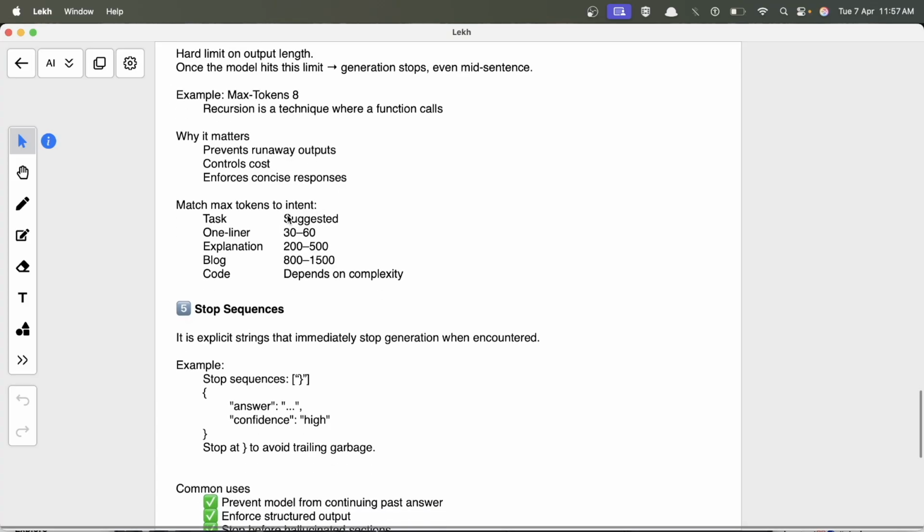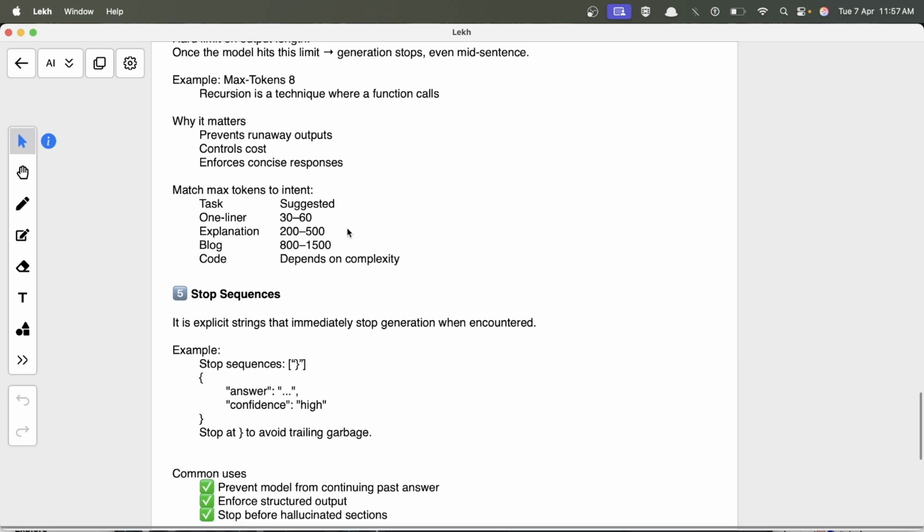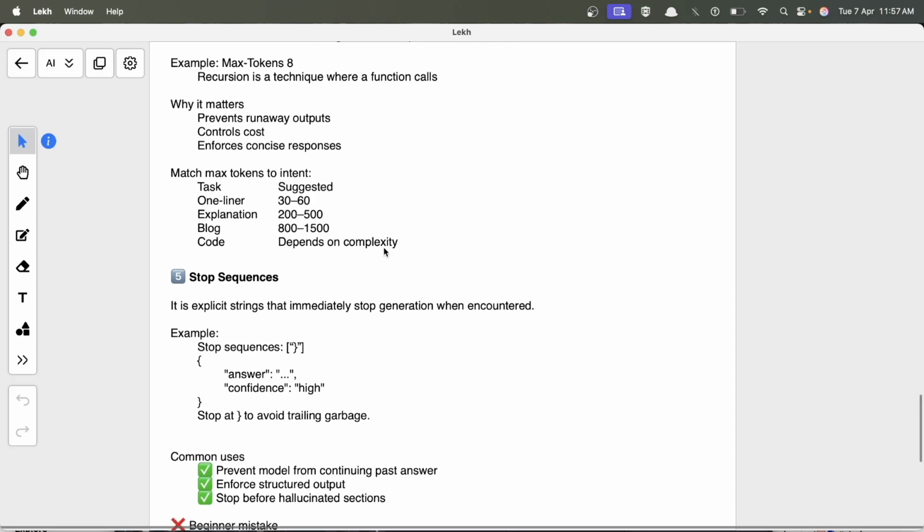So for example, when you want a one-liner answer, 30 to 60 tokens are used. A short explanation needs 200 to 500 tokens. A blog and things like that may need 800 to 1500 tokens or more. And code, it depends on the complexity, right? Code might need a lot of tokens.